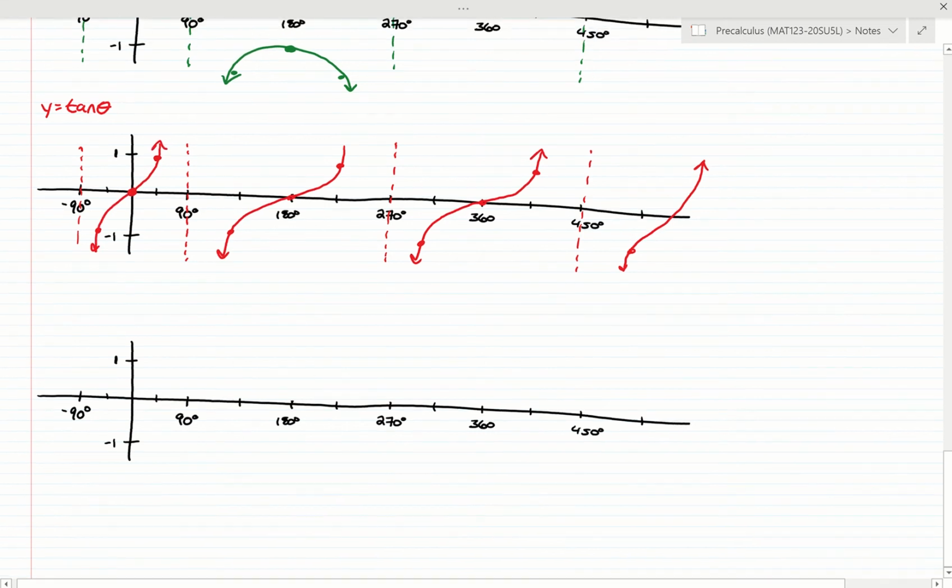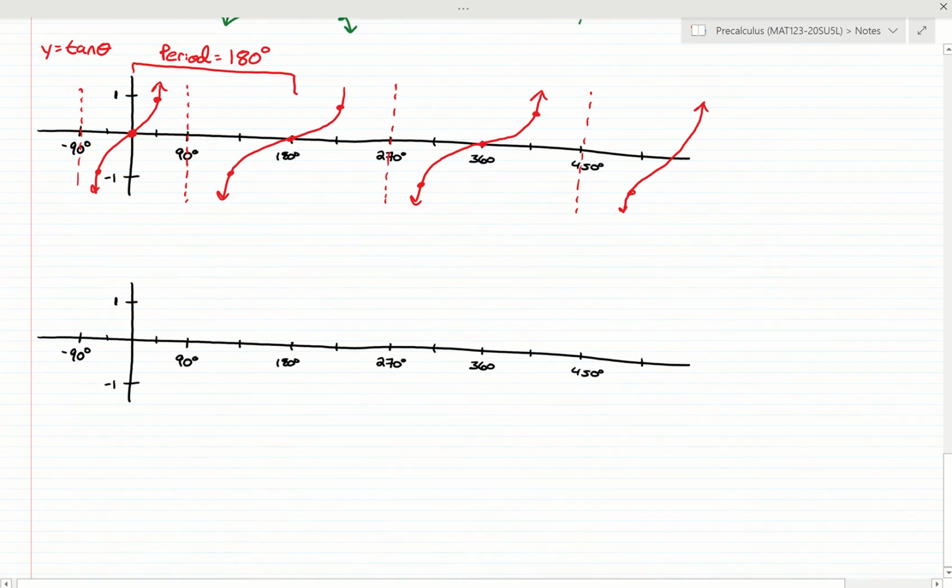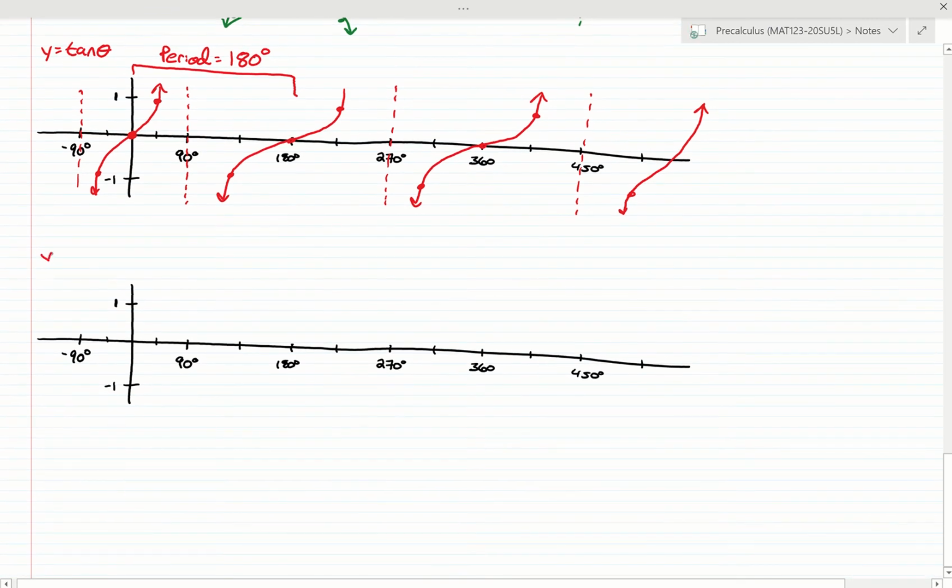Now it is a little bit different. It looks like we have a pattern that repeats more frequently than the other graphs. If you take a look from here to here, that's the period. And for tangent, the period would be 180 degrees. So it's half as long as the other graphs. Let's graph cotangent. Now anytime tangent was 0, cotangent would be undefined. So I'm going to look to see when tangent's 0, and I'll just draw an undefined there.